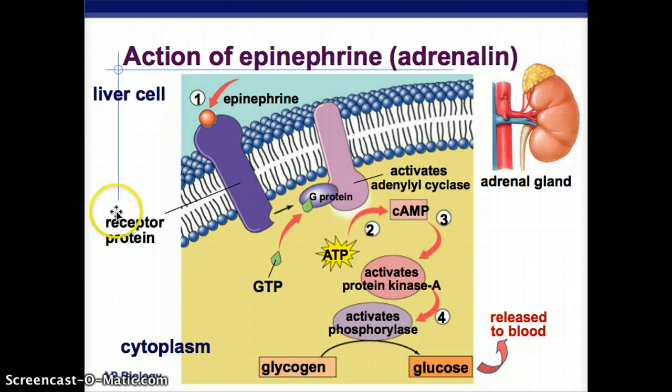So here's an example. Comes on in, gives off this G protein, activates the adenylyl cyclase, then cAMP gets into motion. It activates protein kinase A, which then activates phosphorylase, which then turns glycogen into glucose, which is then released back to the blood.